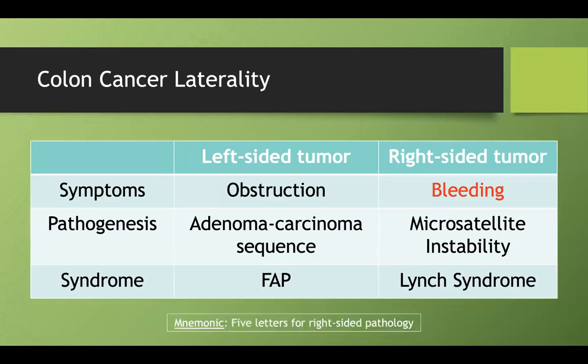And my mnemonic for this is that anything that has 5 letters in it is going to be a right-sided thing. So right has 5 letters, bleed, micro for your microsatellite instability, and Lynch for Lynch syndrome. So all those are right-sided.